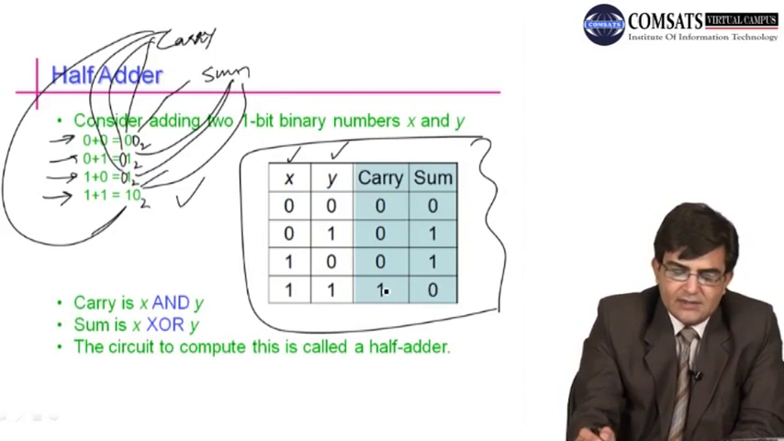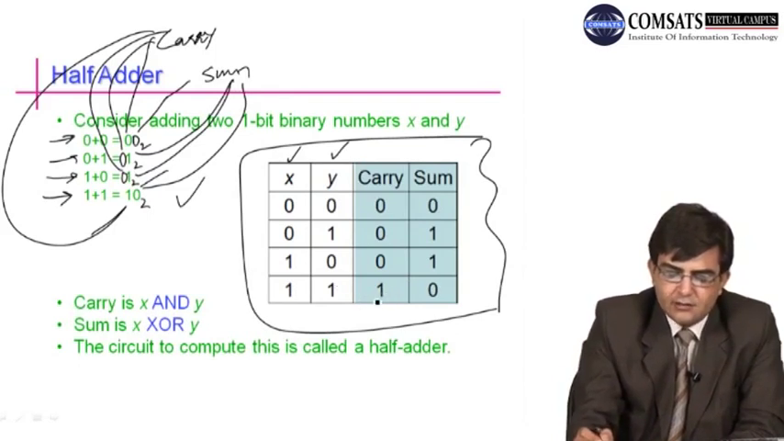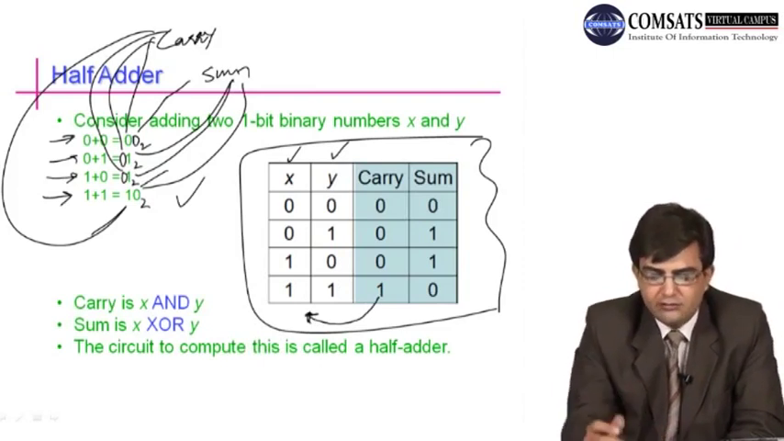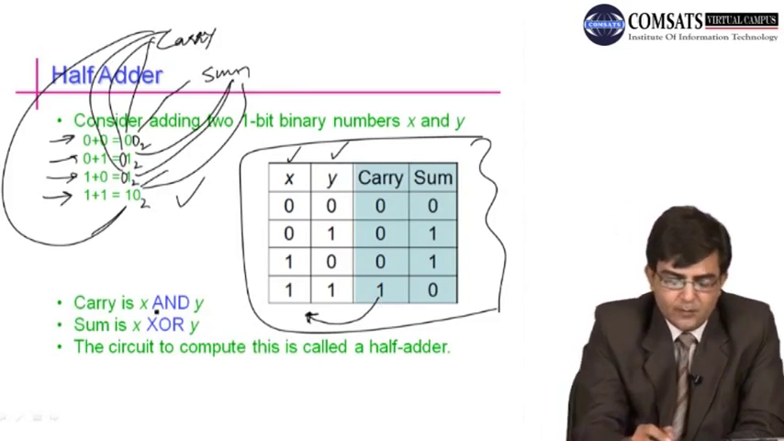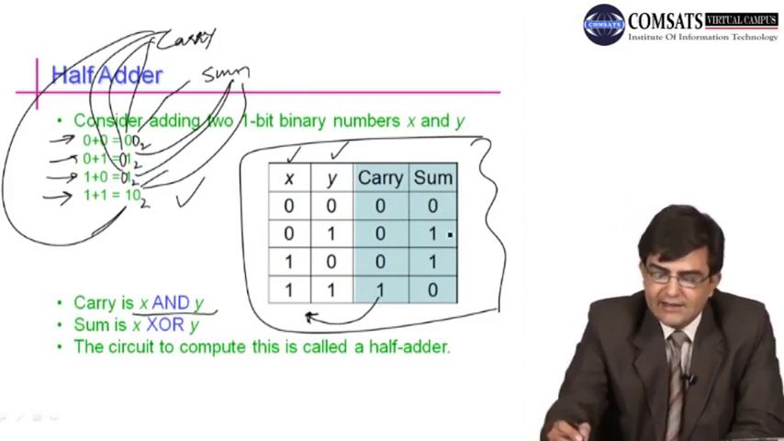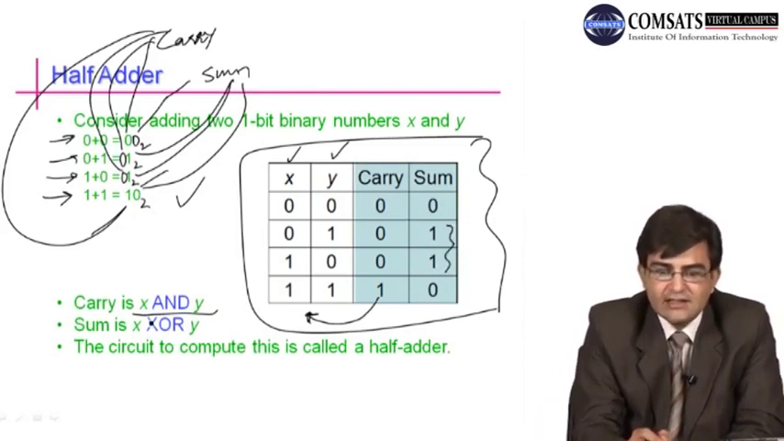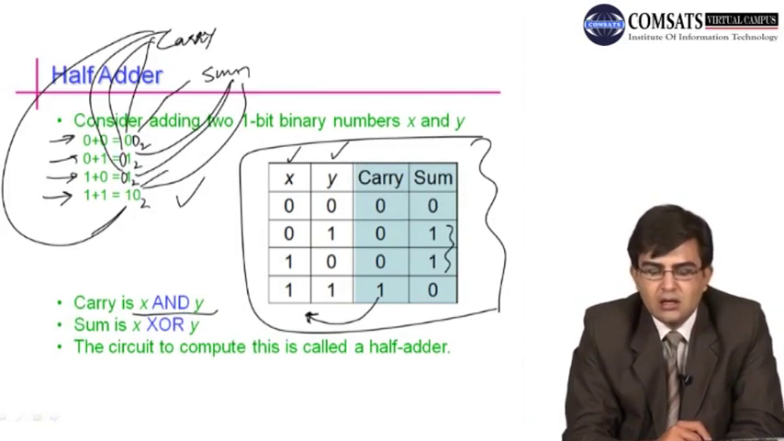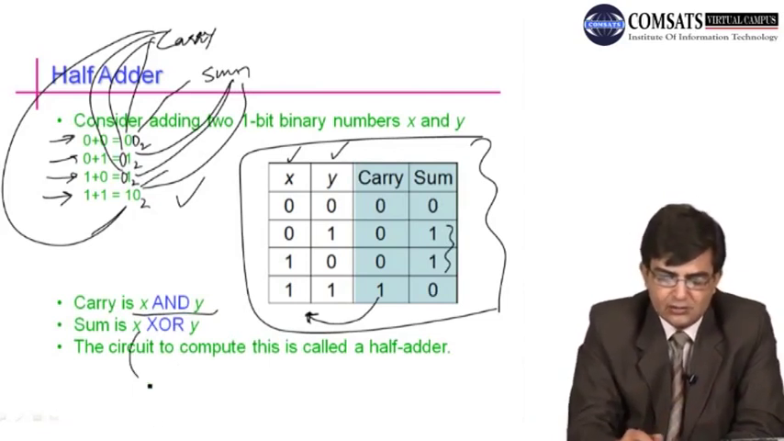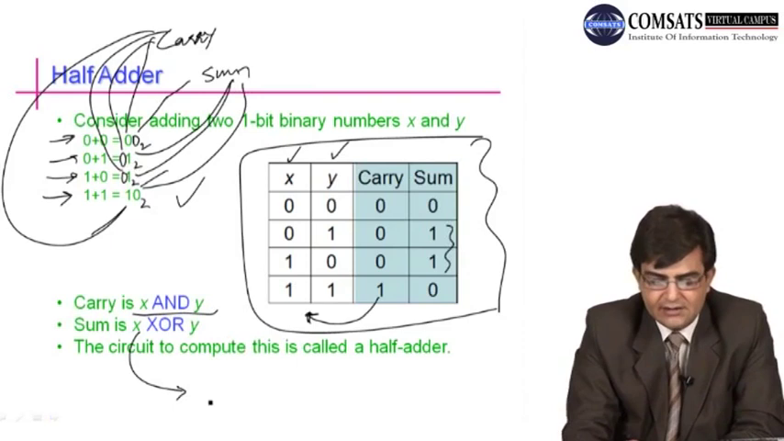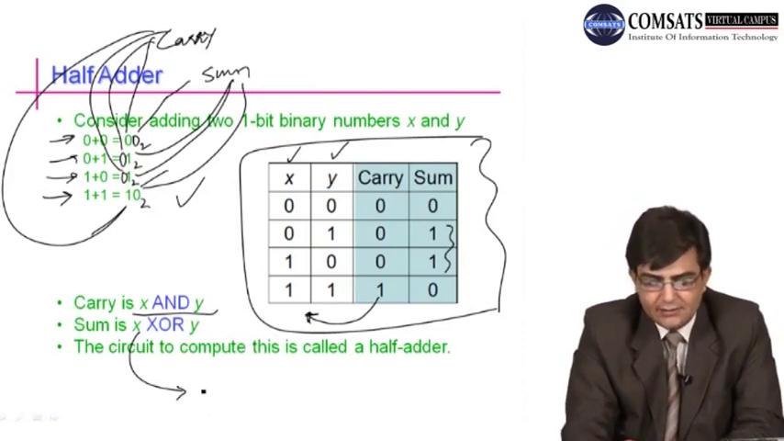The carry is basically obtained by using an AND gate here. If we apply 1 and 1, we get 1. So carry is basically x AND y, and sum here is basically x XOR y, that is exclusive OR. We have discussed this gate in the basic logic gates in the previous lectures.